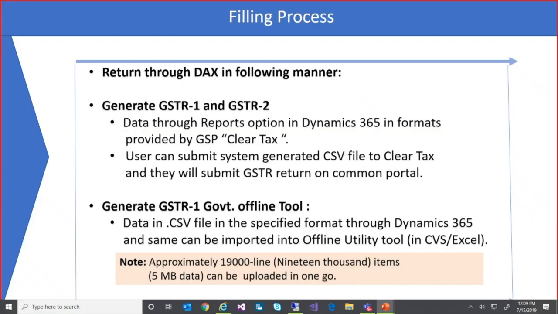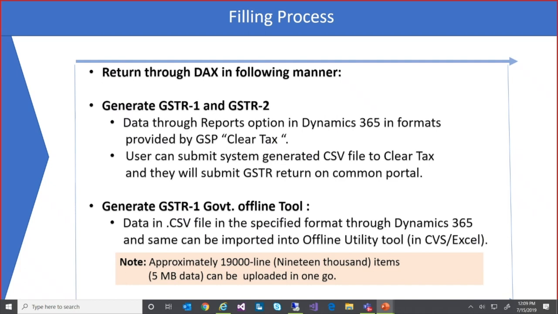So Dynamics AX, how are we handling this? Currently, we are handling this process in two ways. One is we have provided a format of one of the GSPs, ClearTax. ClearTax is one of the leading GSPs in India. We have provided their format for GSTR-1 and 2. In this case, the user will generate GSTR-1 and 2 in the format provided by ClearTax, and then submit the forms to ClearTax, and ClearTax will distribute and regenerate certain files like B2B, B2C, export. They will divide your transactions into different sheets and upload on the government portal. So you need not do anything.